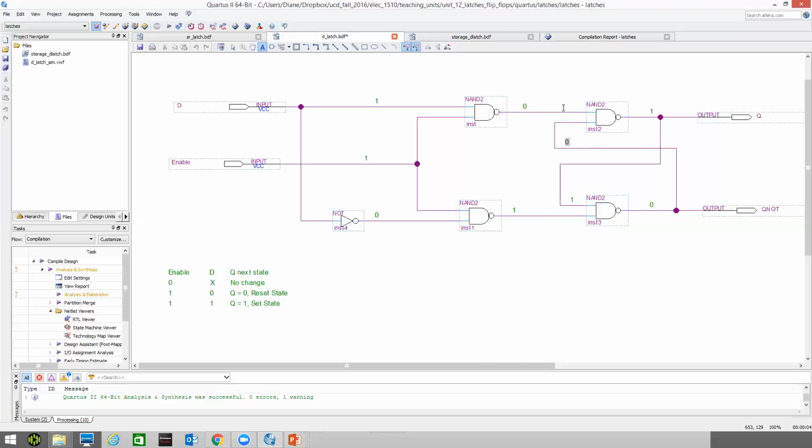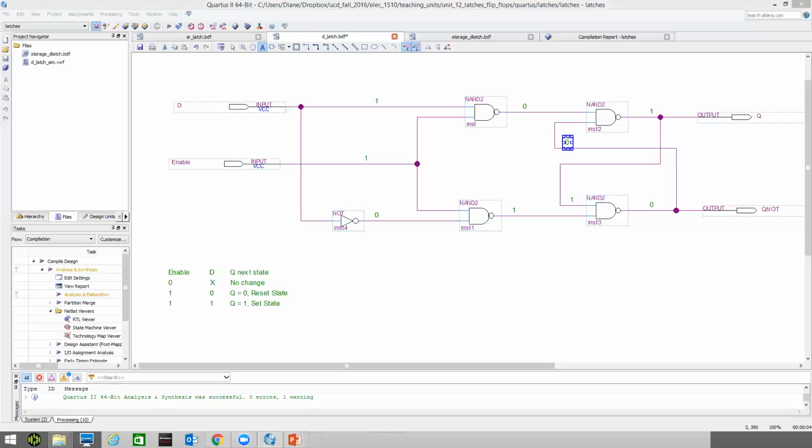0 ANDed with 0 still gives us a 0. Inverted gives us a 1. So finally we reach a stable state where Q is a 1, Q not is a 0. So the circuit is enabled, D is a 1, Q is a 1. So that's the way a D latch behaves. What you want to remember is whenever it's enabled, then Q in the next state will be whatever the input D is. Right? When it's disabled, it will not change state. Right? Q will hold its state.